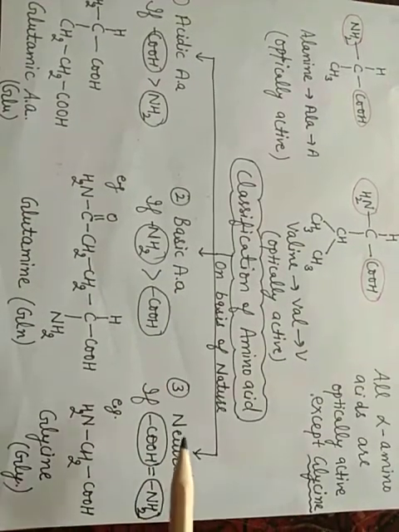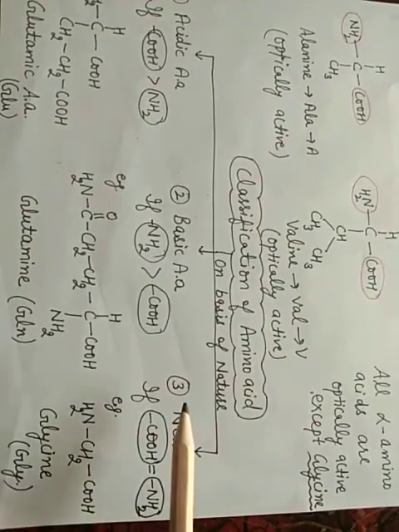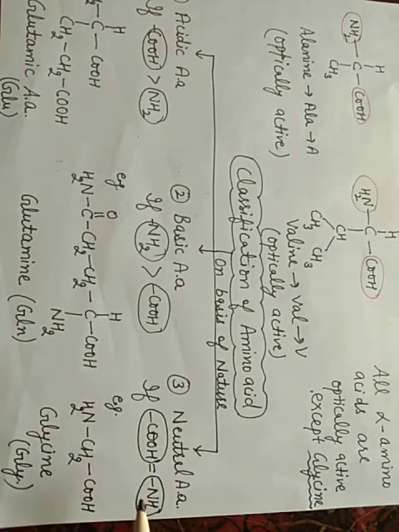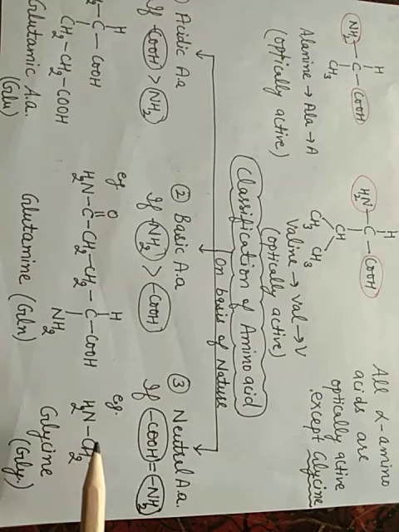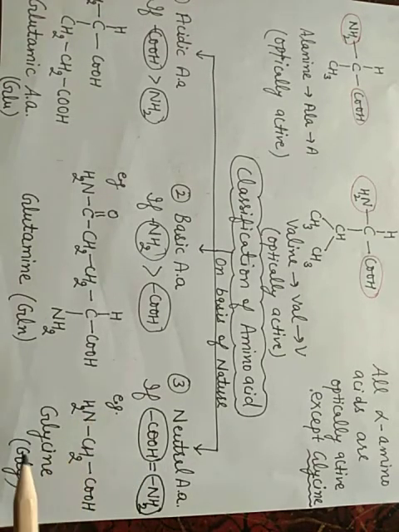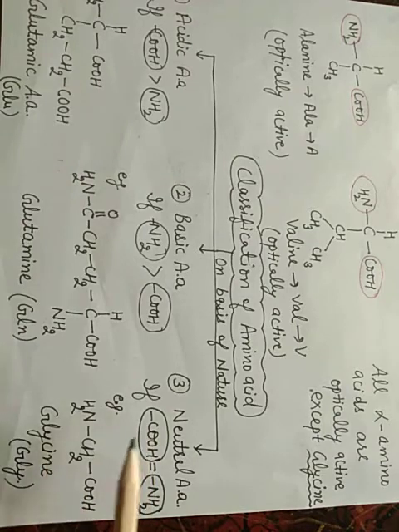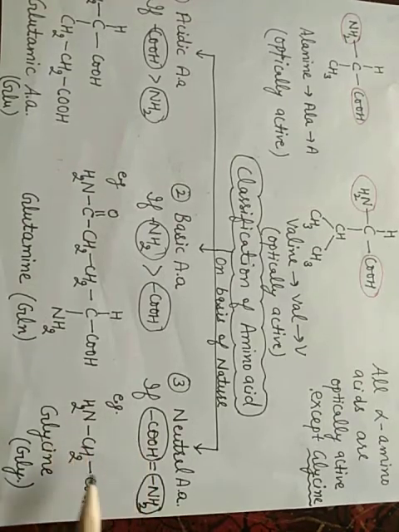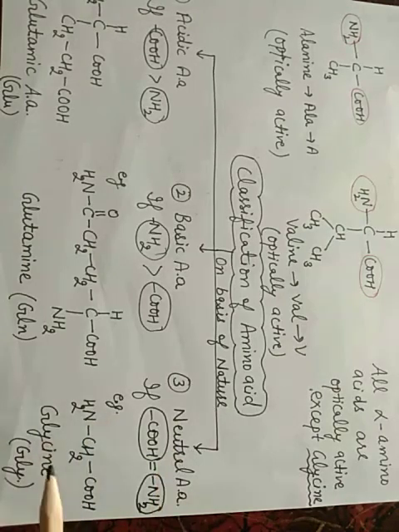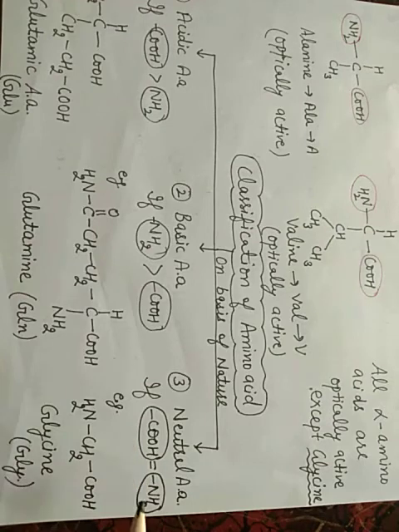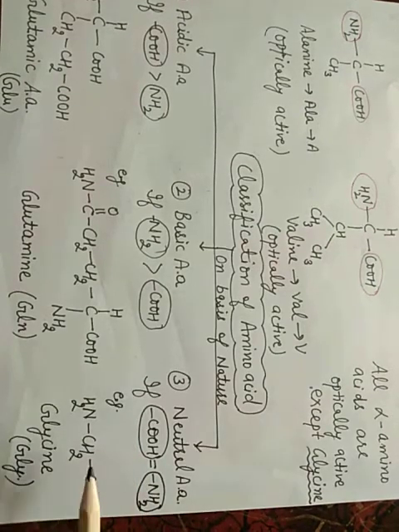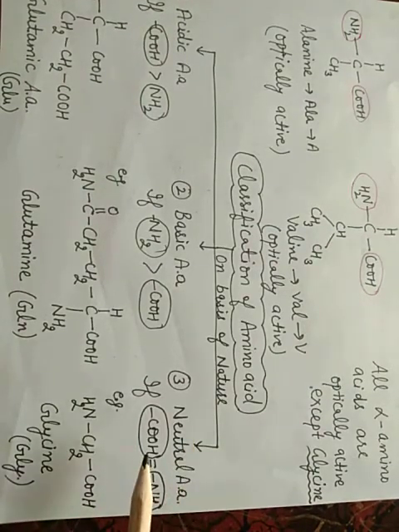But in the case of a neutral amino acid, that is the third type, the COOH group is equal to the NH2 group. You see the structure of glycine: carbon, H, COOH, NH2, and the R group is replaced by H. So one COOH group is present, one NH2 group is present. That's why it is neutral. Means the number is equal. COOH group is 1, NH2 group is 1. So it is a neutral amino acid.